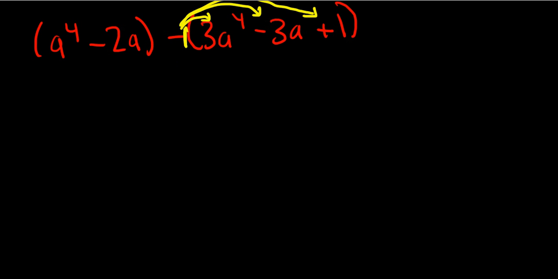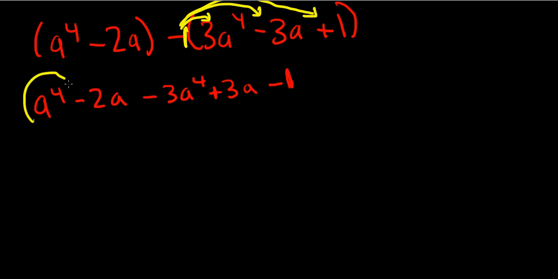So let's rewrite the first half, a to the power of 4 minus 2a. This time it would be negative 3a to the fourth, a positive 3a, and then a negative 1, because we have now distributed the negative. Now we can look for like terms. We see that we have an a to the power of 4 and a negative 3a to the power of 4. When we combine those two, we get negative 2a to the power of 4.